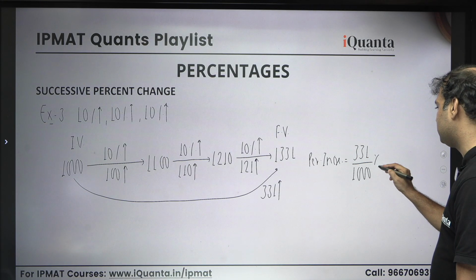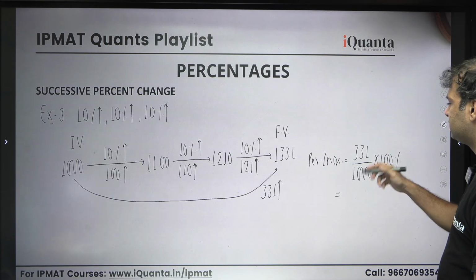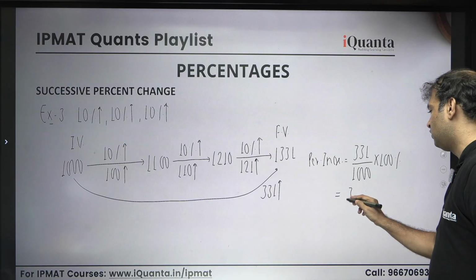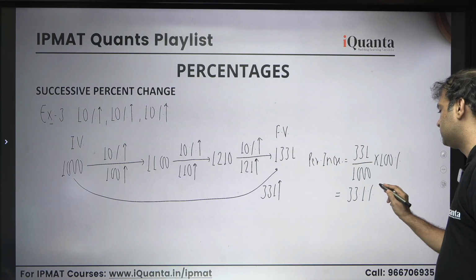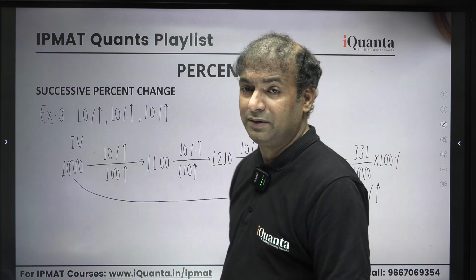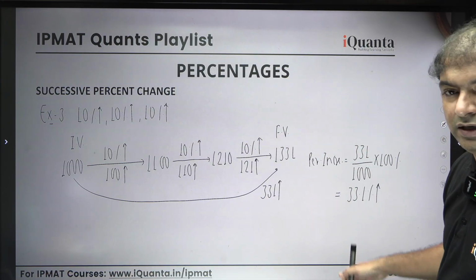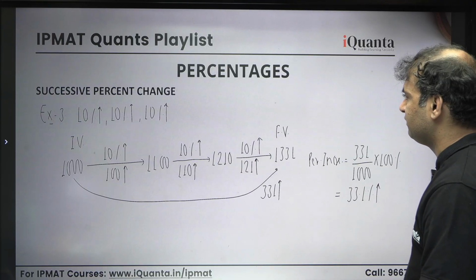We can multiply by 100 as well if we want. So 331 by 1000 into 100 is 331 by 10, which we can also say as 33.1% increase. So overall we can say that there is an increase of 33.1% in this particular example. Suppose you have to write the multiplication factor. So what can we write here?